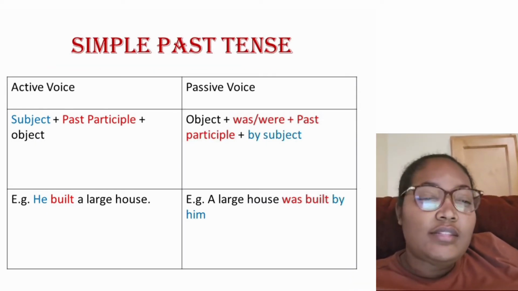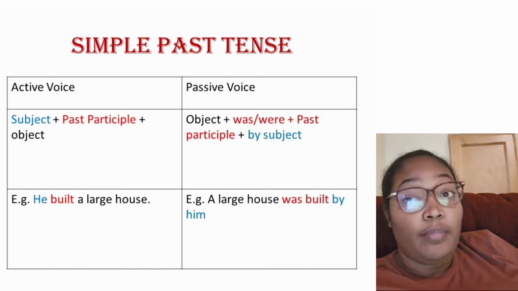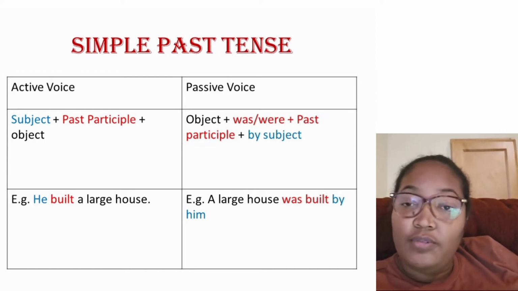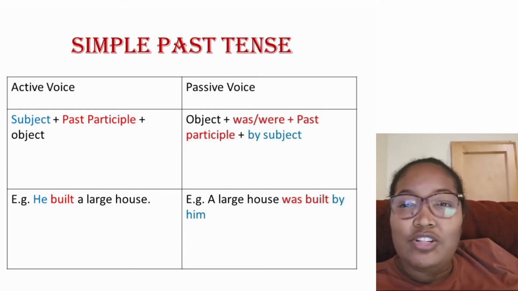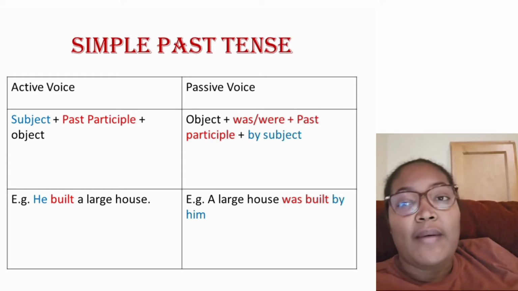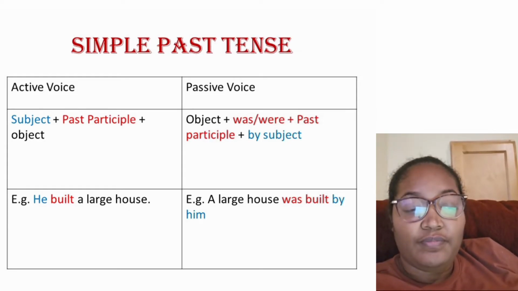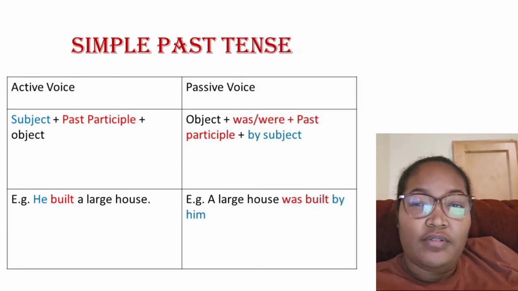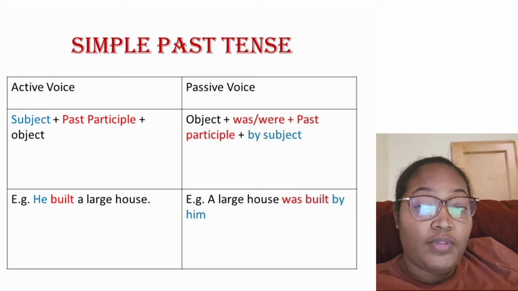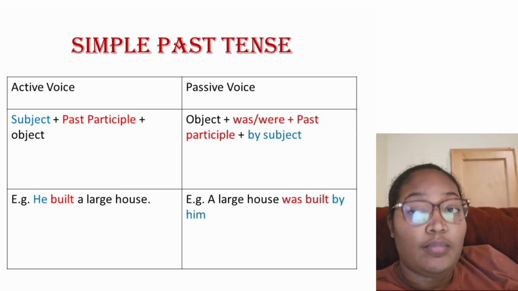Let us look at the simple past tense. Now, in the passive voice, the simple past tense structure goes as follows: the object plus was slash were plus the past participle plus by subject. An example goes as follows: a large house was built by him. A large house was built by him.